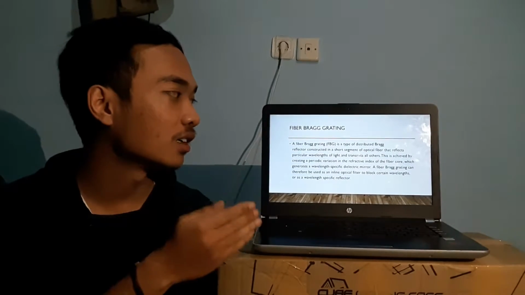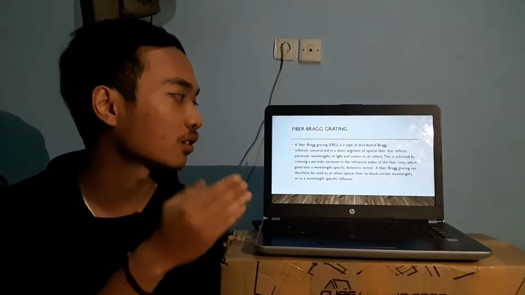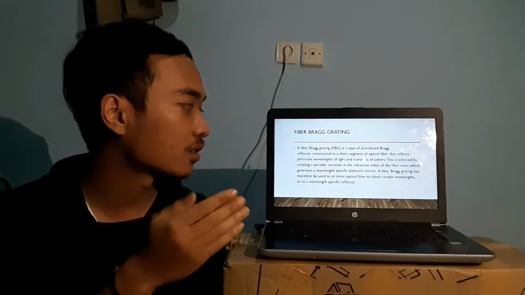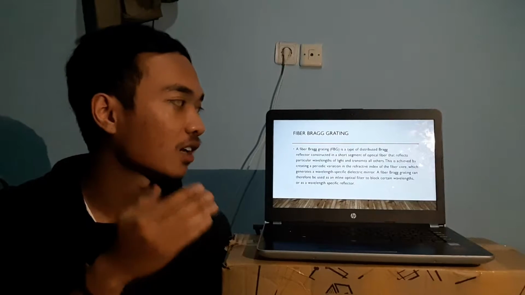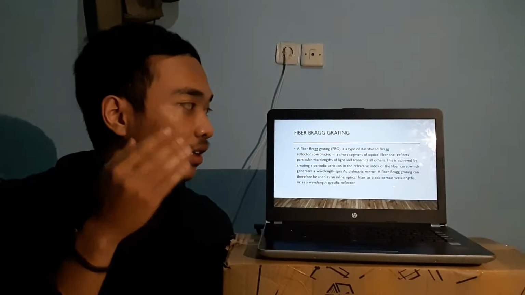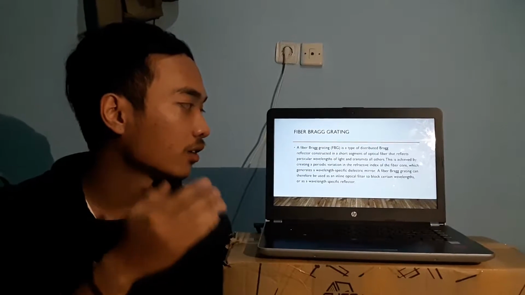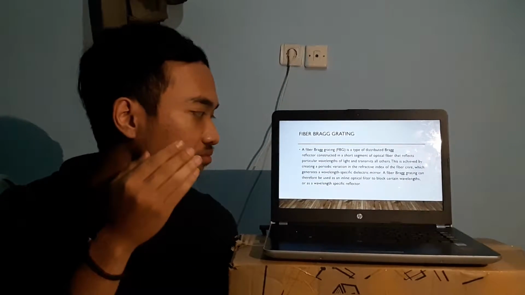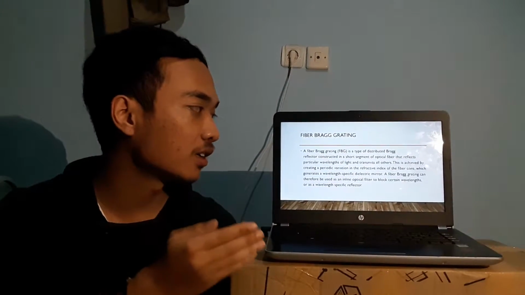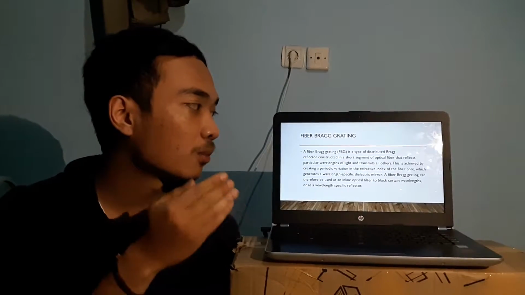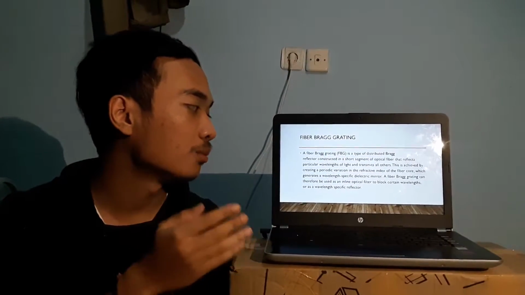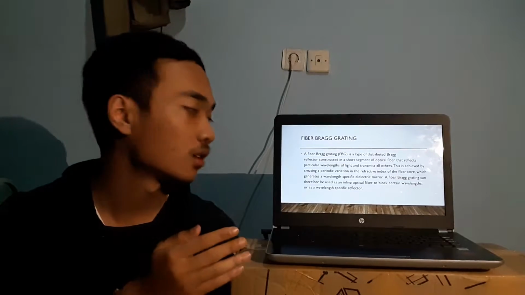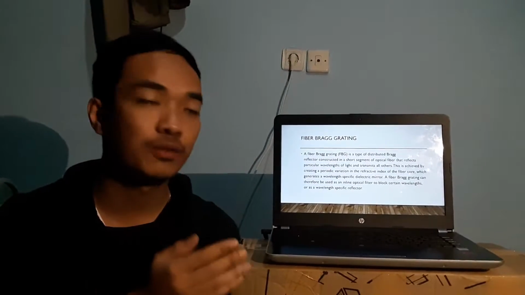A fiber Bragg grating is a type of distributed Bragg reflector constructed in a short segment of optical fiber that reflects particular wavelengths of light and transmits all others. This is achieved by creating a periodic variation in the refractive index of the fiber core, which generates a wavelength-specific dielectric mirror. A fiber Bragg grating can therefore be used as an inline optical filter to block certain wavelengths, or as a wavelength-specific reflector.